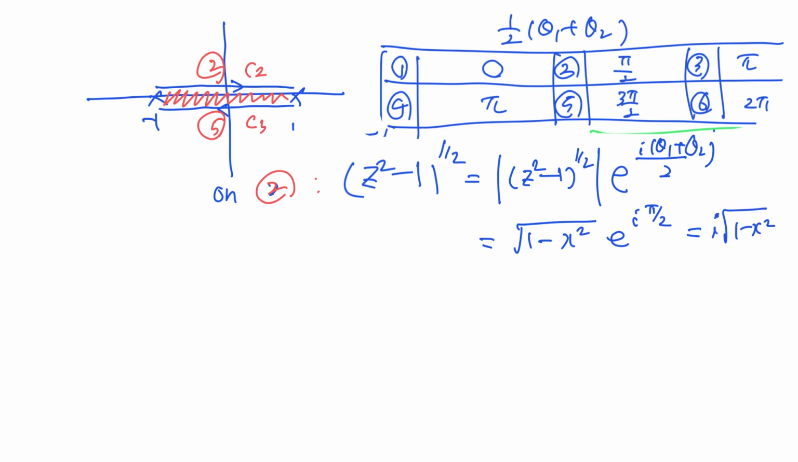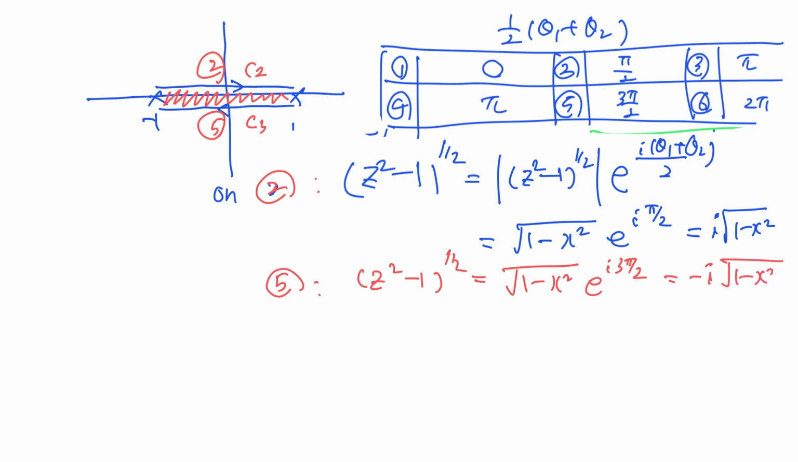How about 5? Root 1 minus x squared exponential I 3 pi over 2, which is minus I. This is interesting, right? Because on this C3, the phase is different. So instead of I, it would be minus I. So this is very interesting.